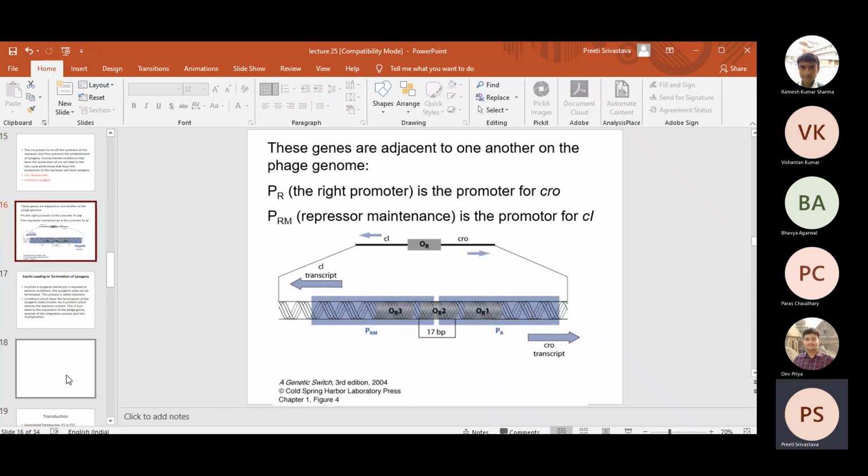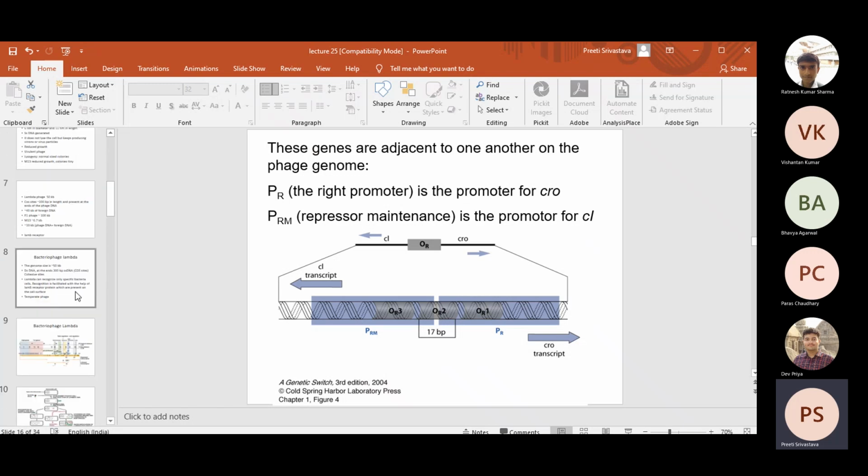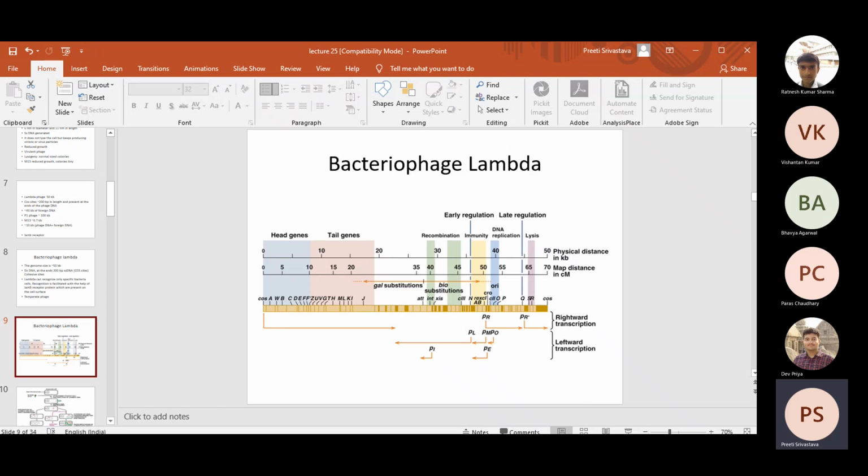From this one only, or maybe from this one, right? So PL is the one for leftward genes and PR is the one for rightward genes. So it is called rightward transcription and left is for leftward transcription. So rightward transcription is for lysogeny and leftward transcription is for lytic cycle. The genes for lytic cycle are encoded by leftward genes.